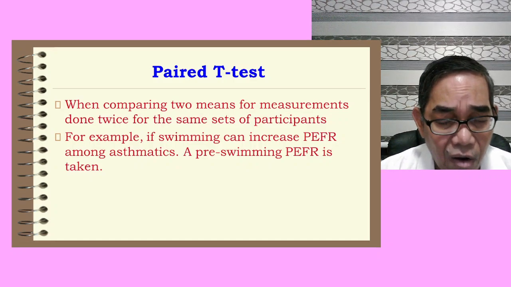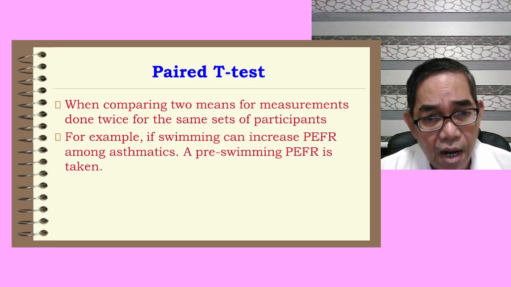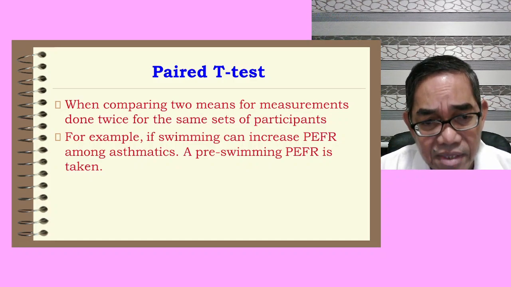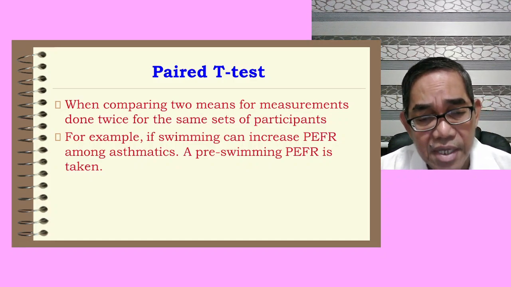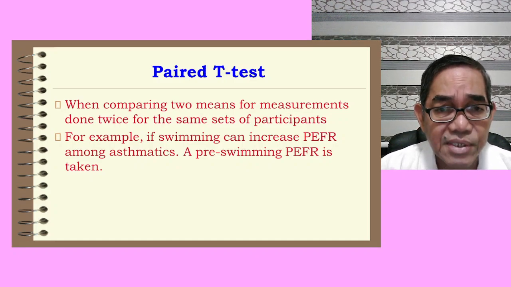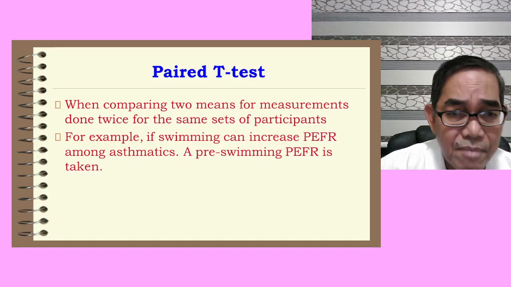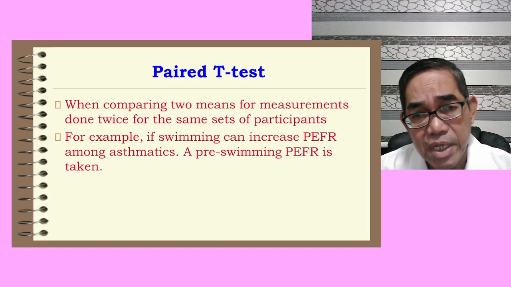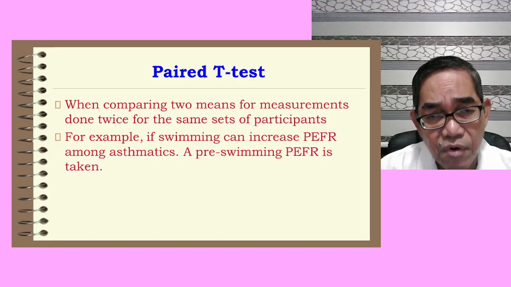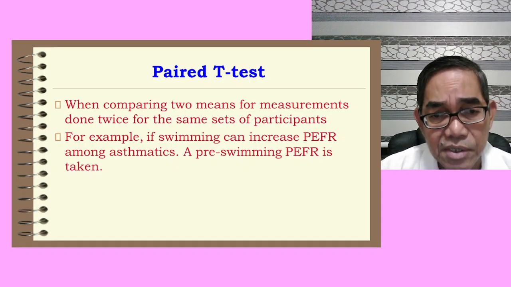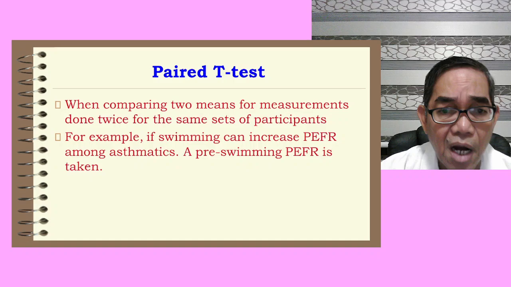As I said a while ago, when we talked of t-test, we said that the t-test is also known as the independent t-test. It is called independent t-test because the two groups are independent of each other. So those who sleep for more than 6 hours and those who sleep for less than 6 hours are different sets of participants. But if we are talking of same sets of participants, then we will use now the paired t-test.